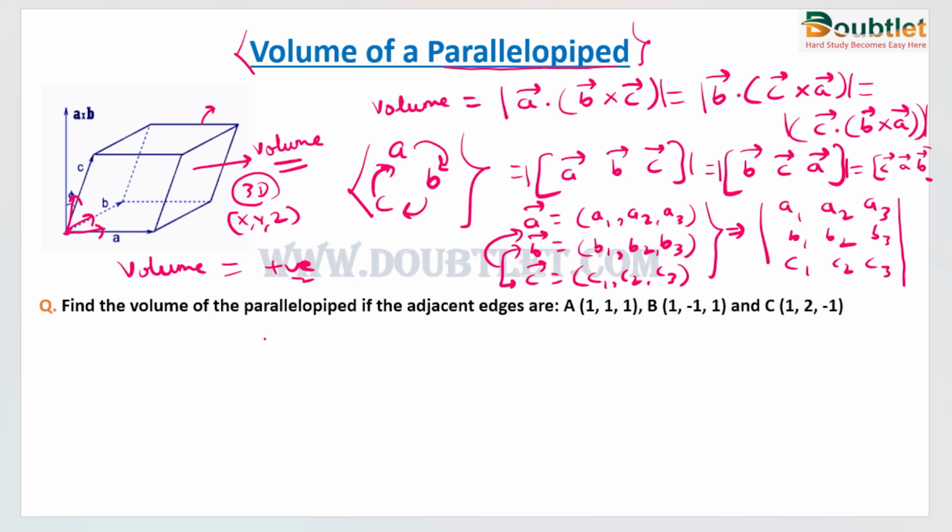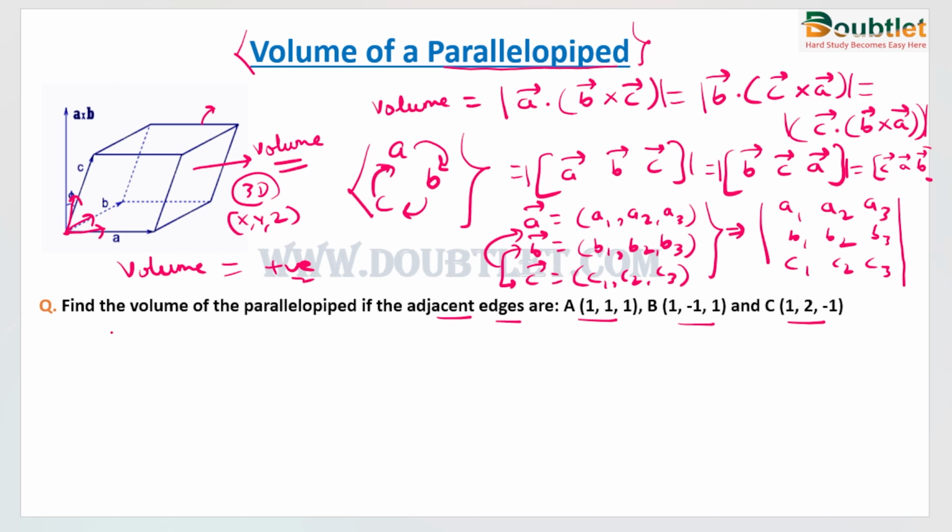So based on this concept, we will solve this example and we will learn how we can obtain the volume of a parallelepiped if the edge vectors are given. So adjacent edge vectors are given. So we can find out the volume by this method, A vector dot B cross C vector. We will try to solve it by both methods. So first of all, we will find B cross C.